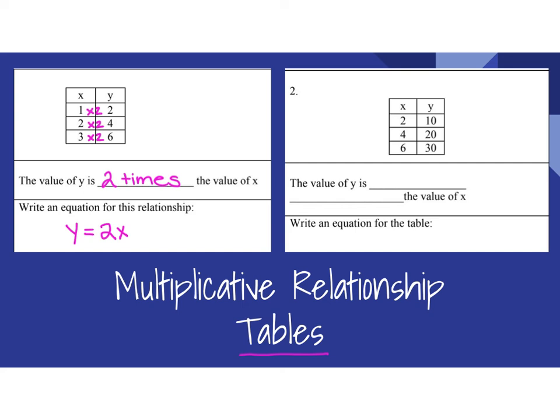In our table on the right, the pattern is to multiply x by 5. So our description would be the value of y is 5 times the value of x. And our equation would be y equals 5x, or 5 times x.